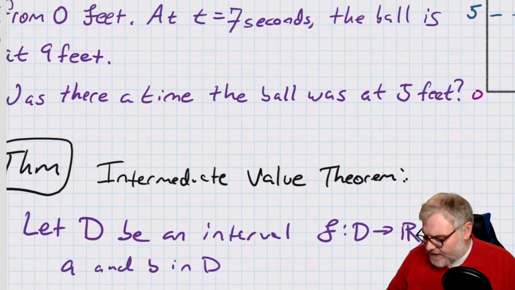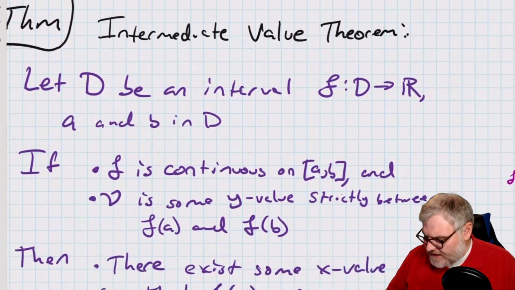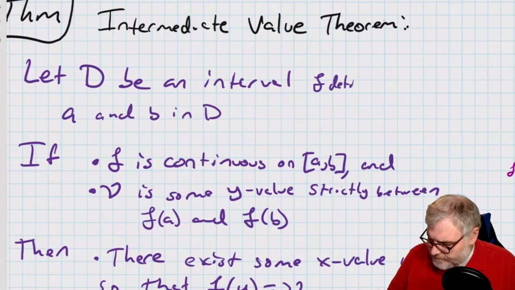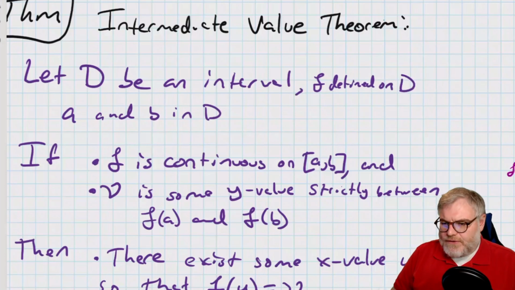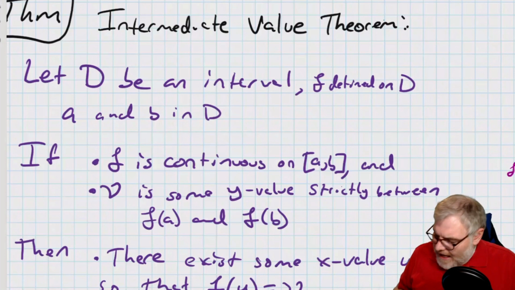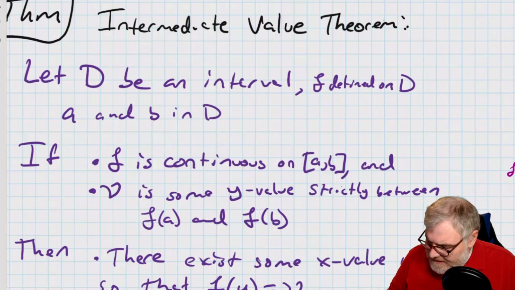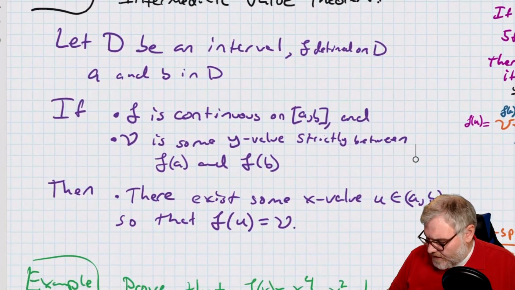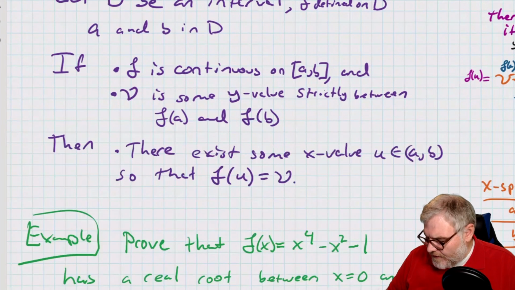So let's state the theorem. Let D be some interval, f defined on D, and A and B be two numbers in D. If f is continuous on the closed interval AB, and V is some y value strictly between f of A and f of B, then there must exist some x value u in the interval AB so that f of u equals V. And there's a lot there.